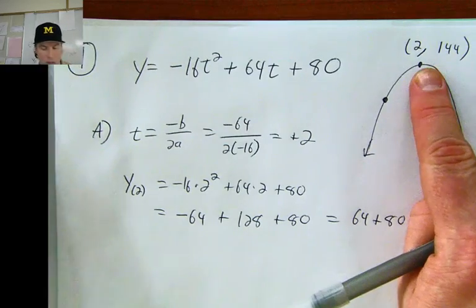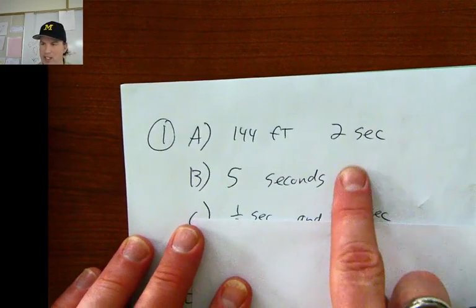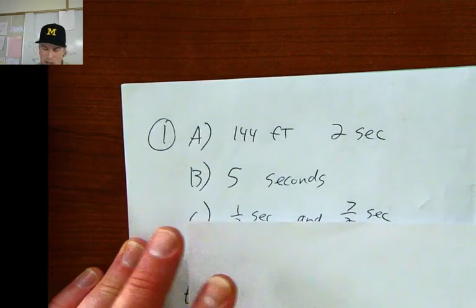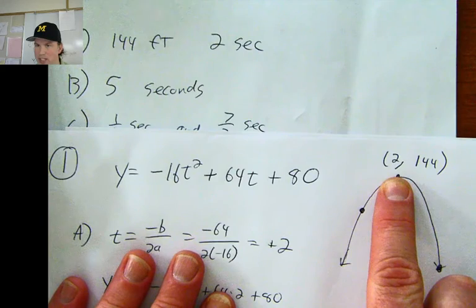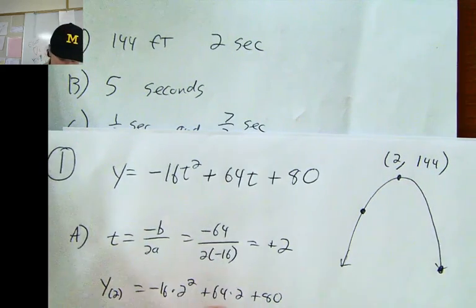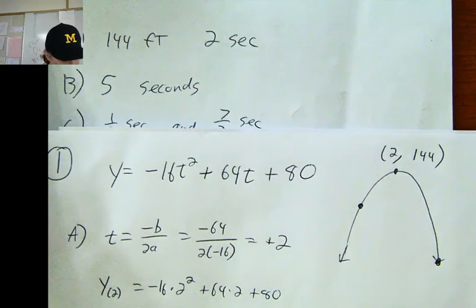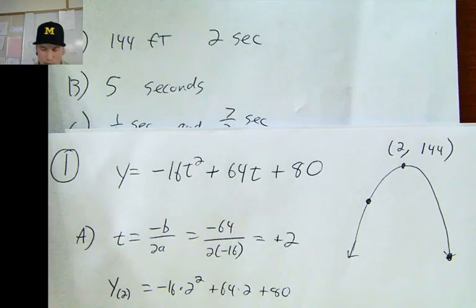So that's how I know, going back to the answers, that after, where did the answer key go? It's right here. That after 2 seconds it was 144 feet, because that was the vertex value, that after 2 seconds we had achieved a height of 144. Okay, moving on to part B. How long will it take the object to reach the ground?